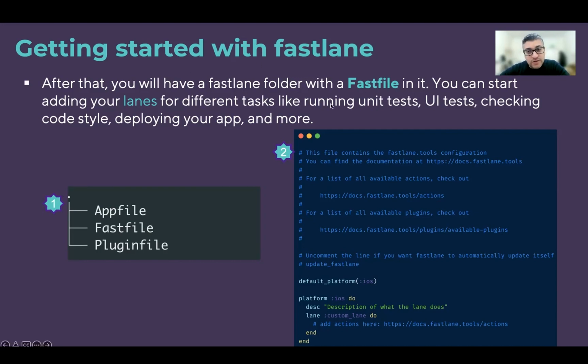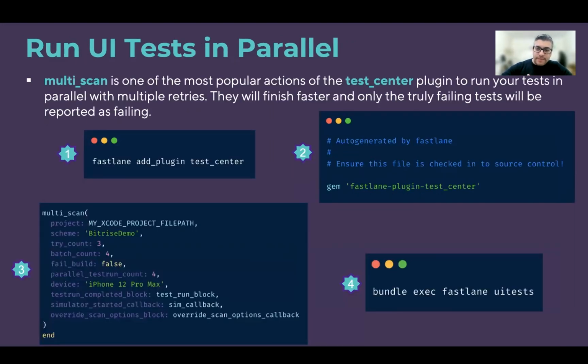After that, you will have a fastlane folder. As I mentioned, you can start adding your lanes. So this is the default Fastfile. The default platform is iOS. And here is the first custom lane, and there is no action yet. So this is like a template, and you can remove this comment line and start adding your tasks inside this lane. You can change the lane name, the description, and also add different actions inside this lane.